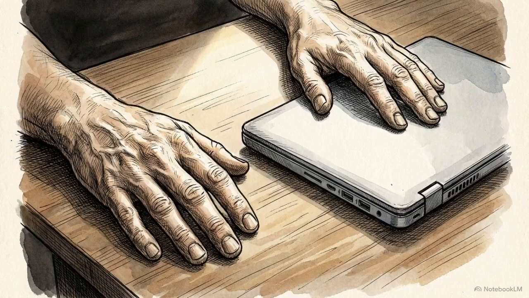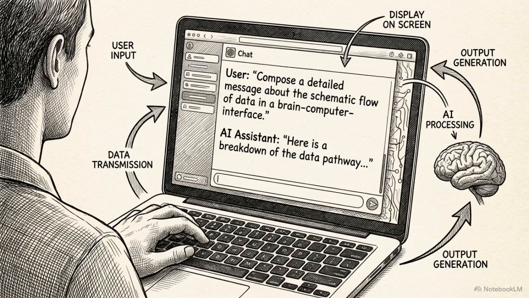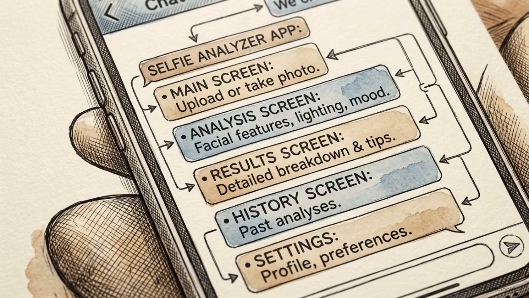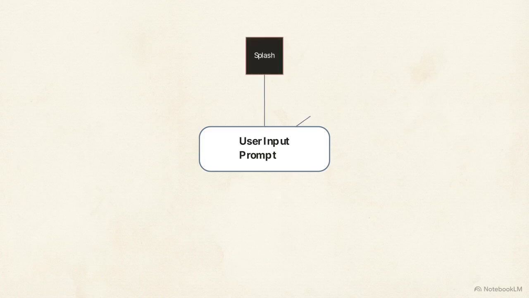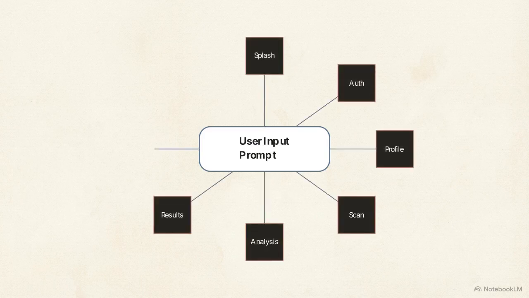The creator starts by establishing the underlying logic. Instead of writing code, he types plain English instructions into Gemini, an artificial intelligence model, telling it to map out a mobile application that analyzes human selfies. From a simple text prompt, the AI maps out the architecture, branching into 8 distinct phases.